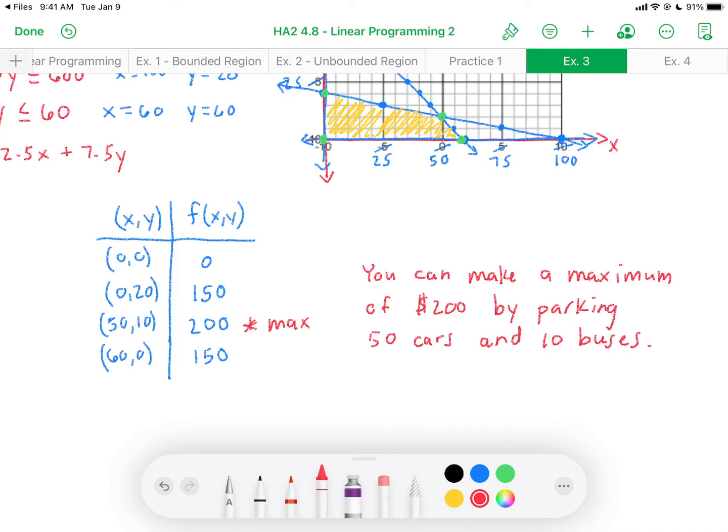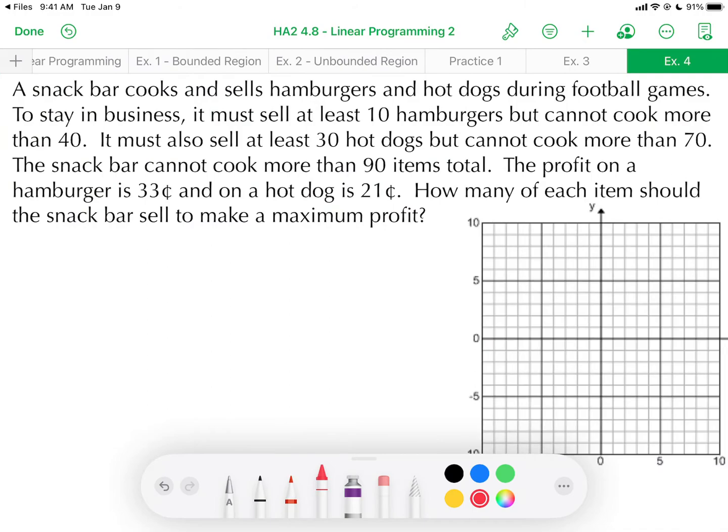Any questions on that example? Okay, so one more. Read it with me here.